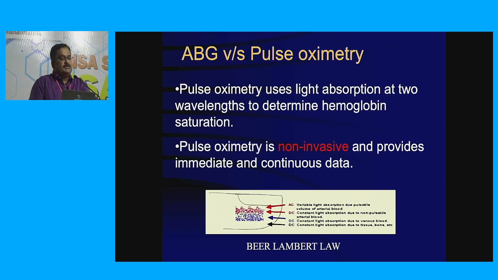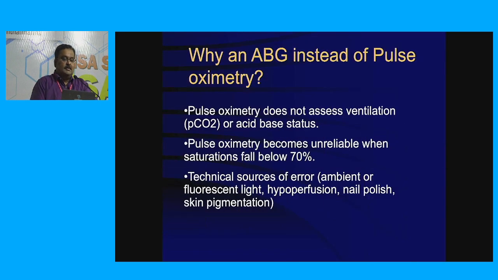Why don't you use a pulse oximeter instead of an ABG? Pulse oximeter, what is the principle? Beer-Lambert's law. The pulse oximeter does not assess ventilation and the acid-base status, while with the ABG you can get all these three things. And pulse oximeter is unreliable once it falls below 70% because you cannot calibrate it to a human being with less than 70%. There are a lot of technical sources of errors.